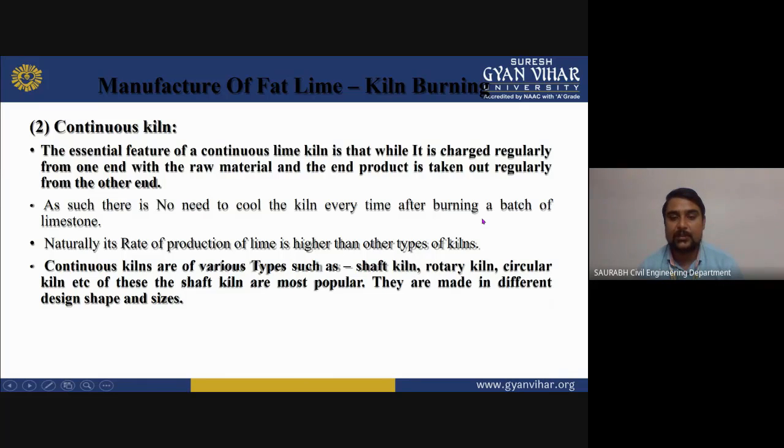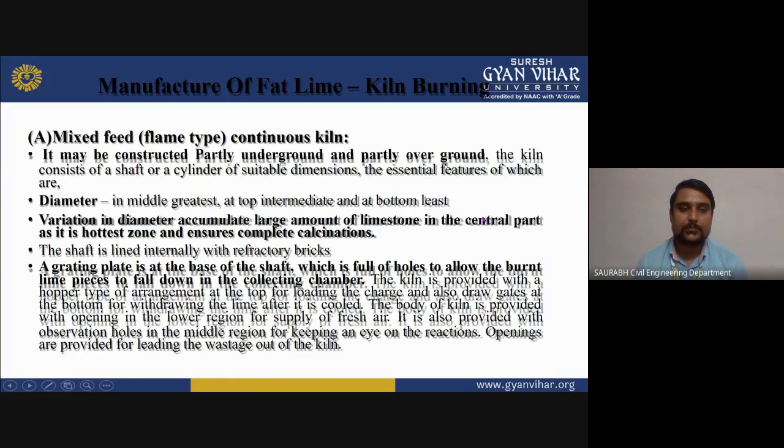Continuous kilns are of various types such as shaft kiln, rotary kiln, circular kiln, etc. Of these, shaft kilns are most popular. They are made in different designs, shapes, and sizes. There are also some other types of kiln, but you do not need to know about all the types of kiln. Basically, a kiln is used for the preparation of lime.